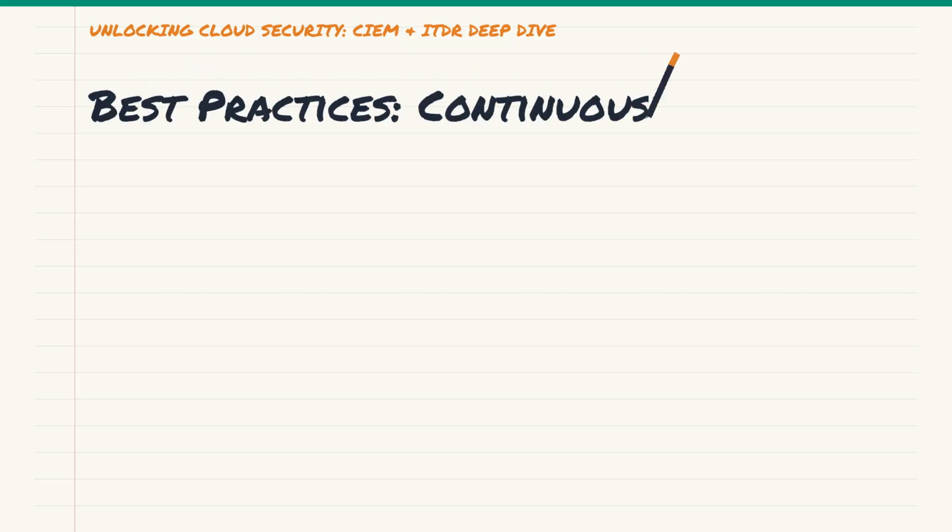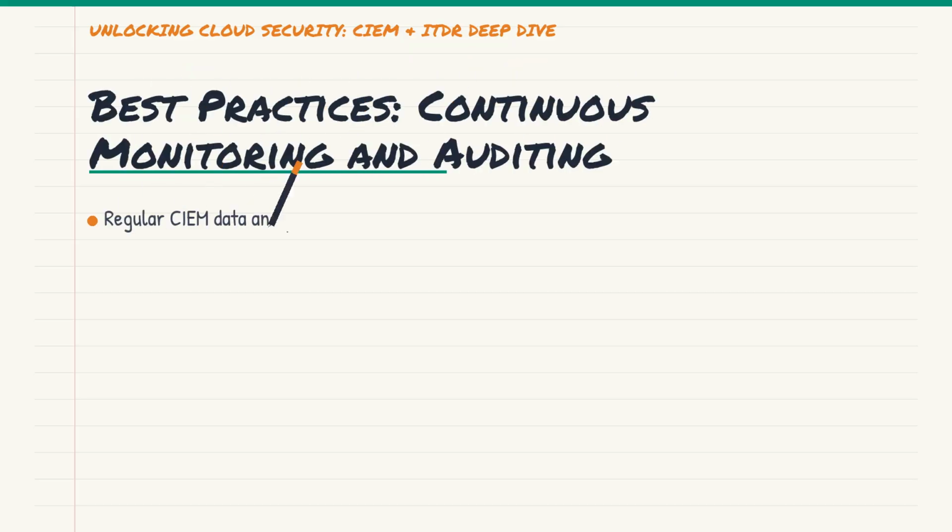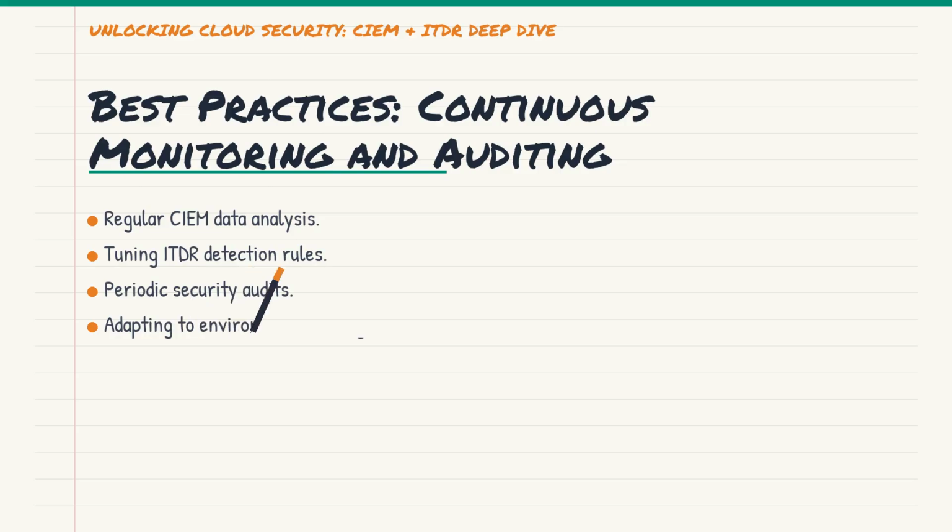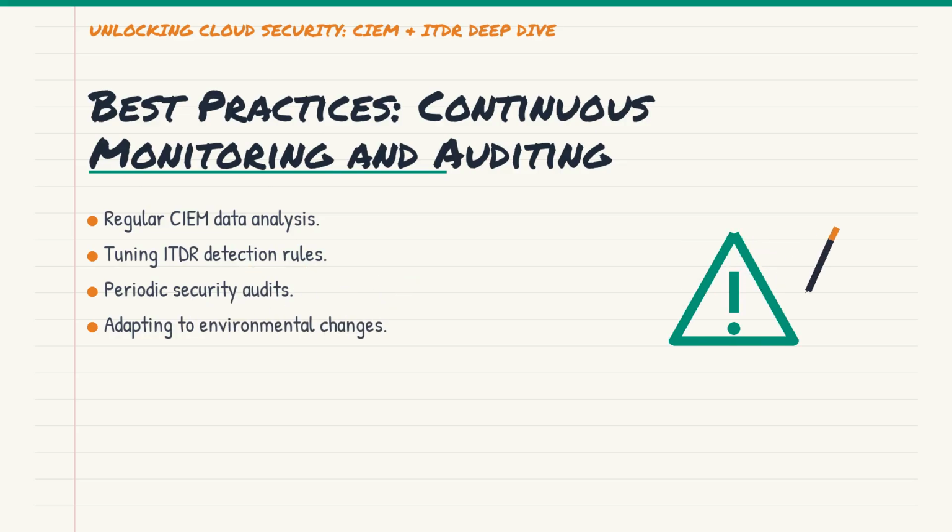This isn't a one-and-done deal. SIEM and ITDR require continuous monitoring. Your cloud environment is dynamic, and so are threats. Regularly review SIEM findings, ensure your ITDR rules are tuned, and conduct periodic audits of both systems. Treat your cloud identity security like a living, breathing system that needs constant attention and refinement.